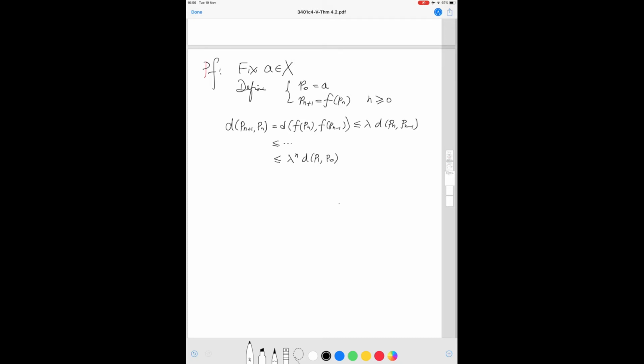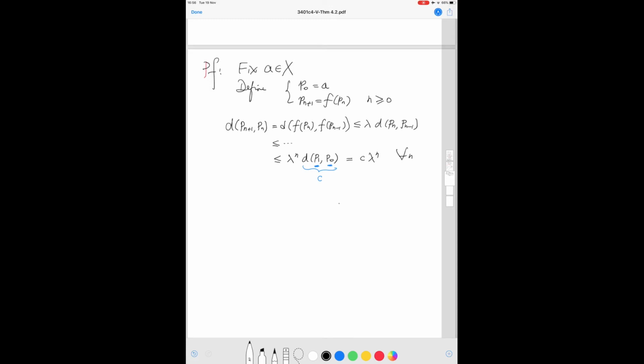Now notice that P0 is given. It is equal to A, and f is also a given function. So P1, being f of P0, is also known. So this is known, and I call this C. This is equal to C times lambda to the n. Okay, this is true for all n.